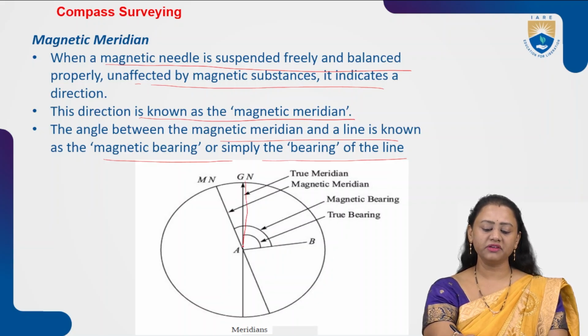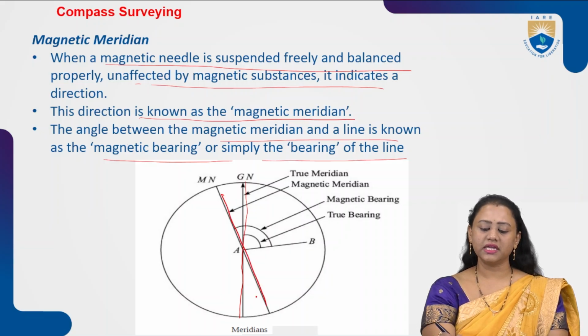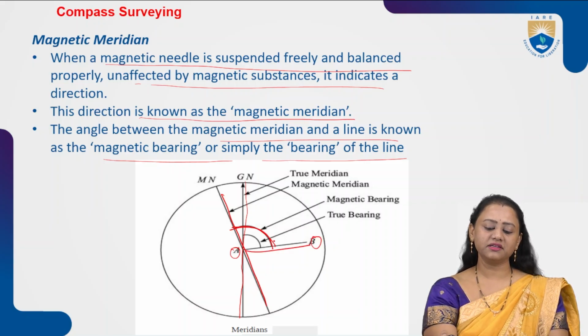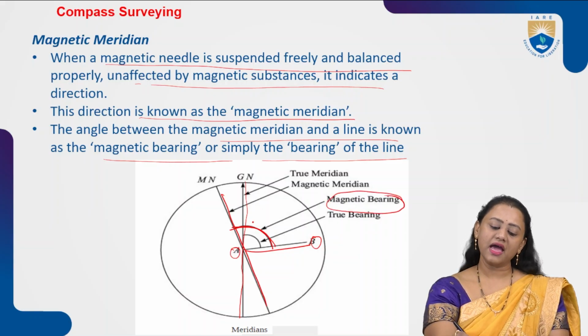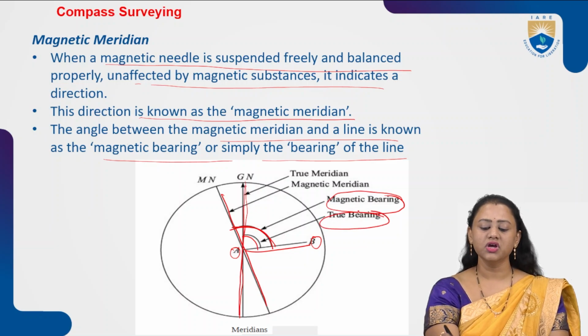This is the true meridian which indicates the geographic north, and the magnetic meridian is the meridian as shown by the magnetic needle. And this angle that a line AB makes, whichever angle it makes with the magnetic meridian is known as the magnetic bearing, and the angle made by the line and the geographic meridian or the true meridian is known as the true bearing.